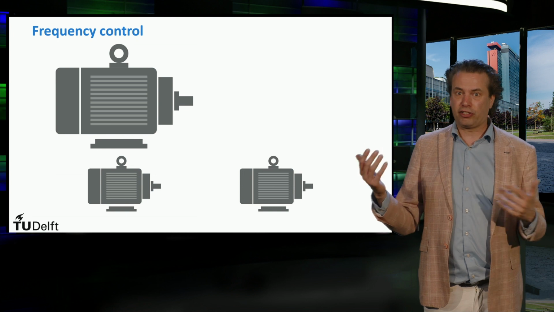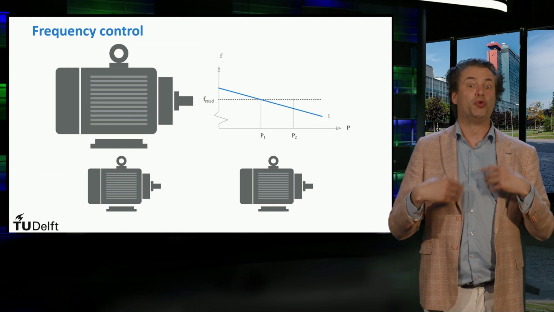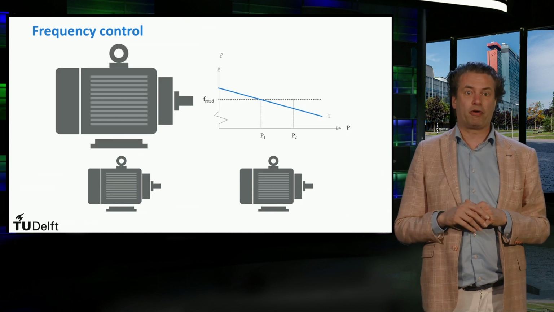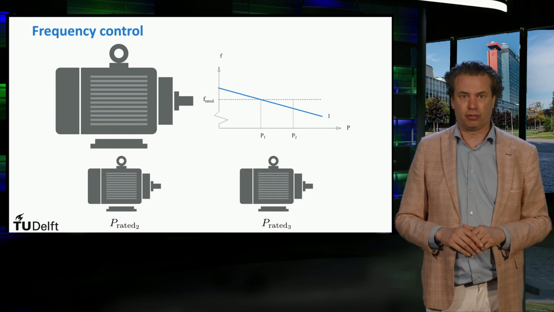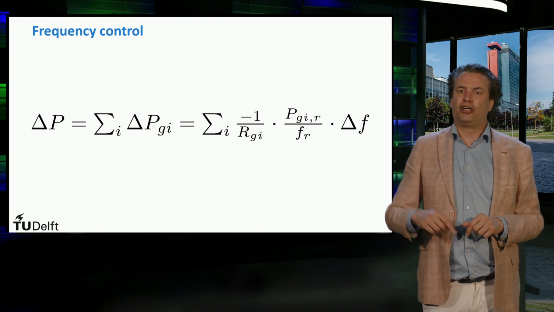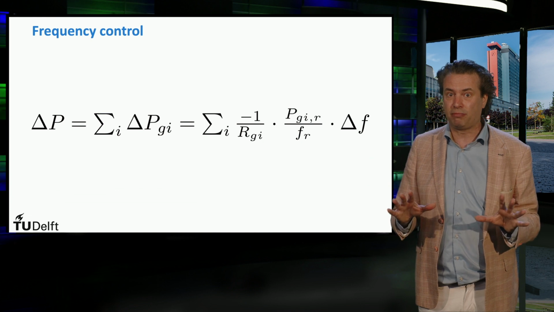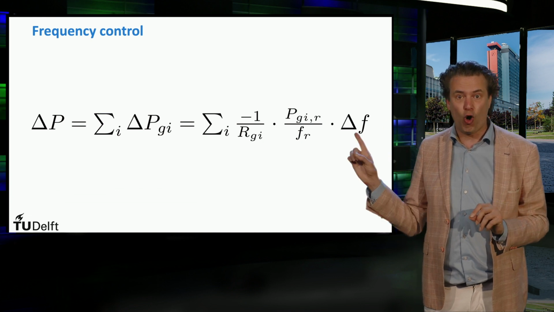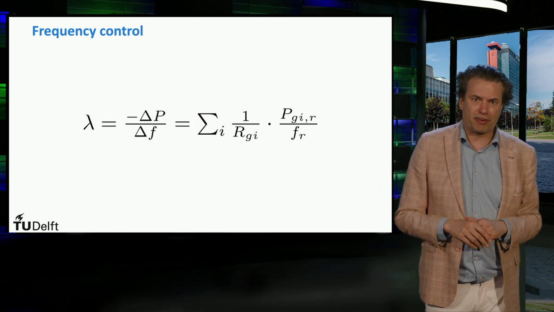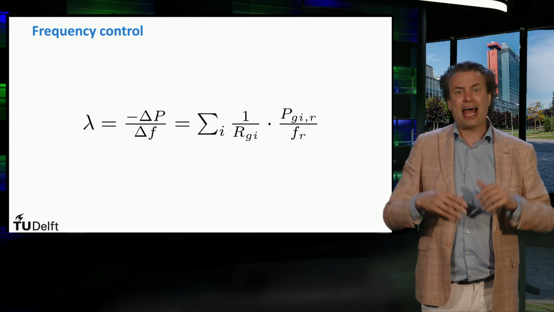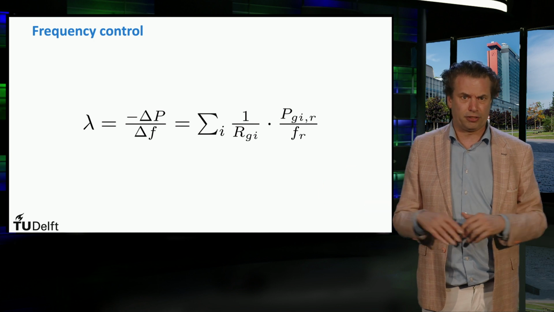For a multi-generator system, the network power frequency characteristic is determined by the droop of the primary active power controls and the nominal rated power of all generators in the system. In such a case, a change in active power consumption is met by all the generators in the system, given as the combination of all droops as shown in the equation. The network power frequency characteristic lambda can be written as the negative of the change of power in the system divided by the change in frequency of the system.